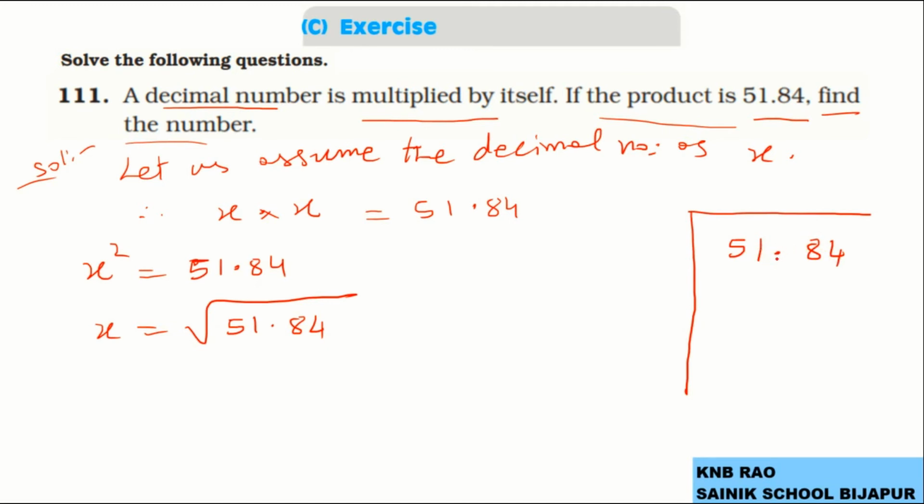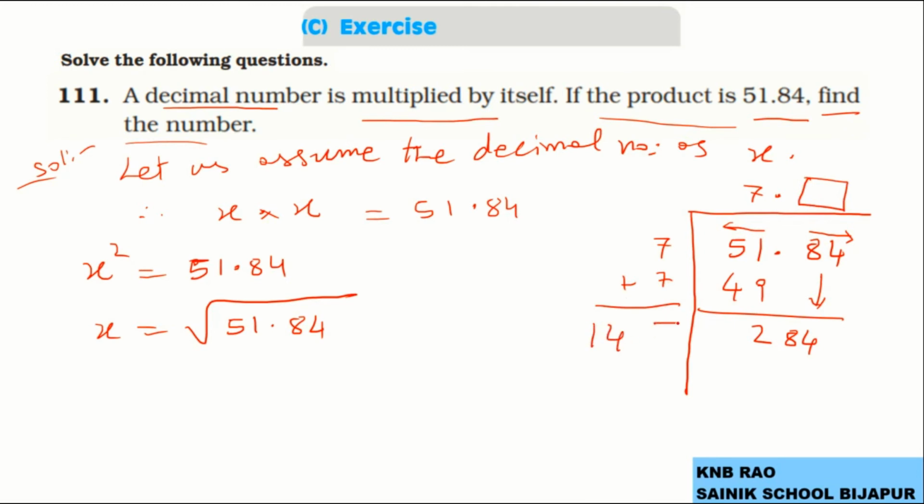In the long division method, from the decimal point towards the left we have to make pairs in the integer portion, and from the decimal point towards the right side we have to make pairs in the decimal portion. Making it this way, 51 is the first pair, which is close to the perfect square 49. 7 sevens are 49, the difference is 2, and bringing down another pair from the decimal portion gives a decimal point. Now we have to find another digit.